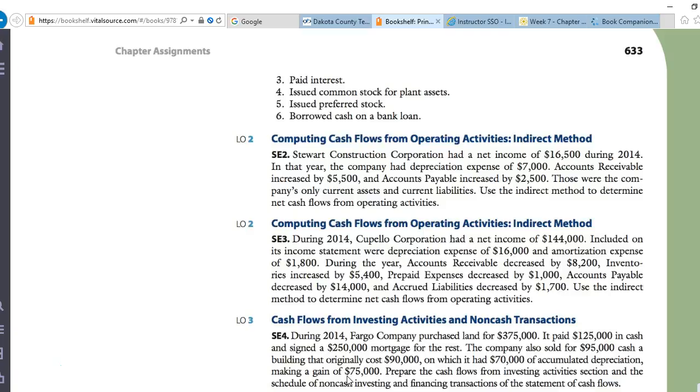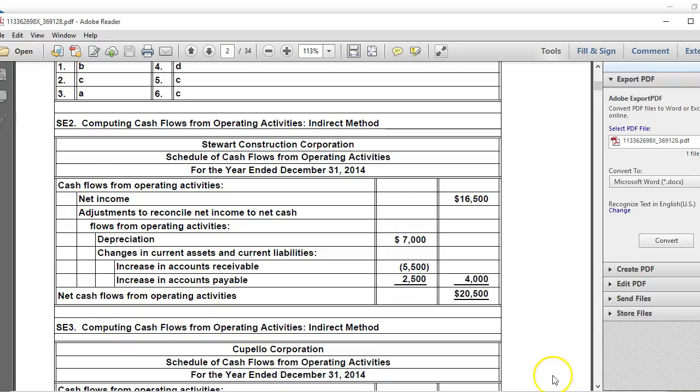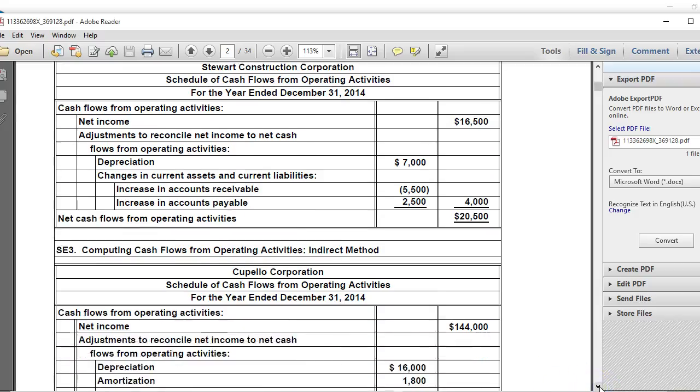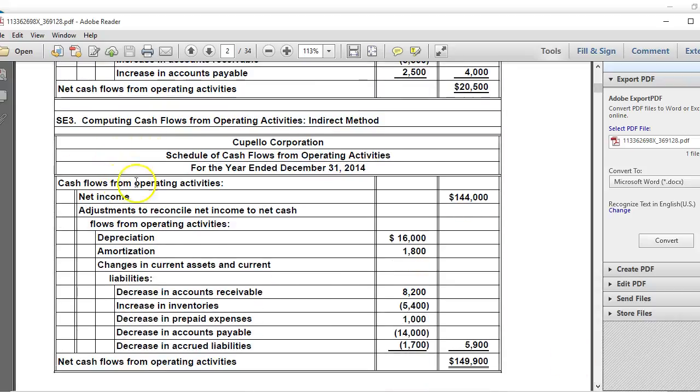The best way to learn this is to make yourself a cheat sheet. And make a cheat sheet to show what you add or what you subtract based on what happens to those assets. Does that make sense? Let's go back and look at SE3. The net income was $144,000. So the first thing we're going to do is start cash flows from operating. We're going to start with net income of $144,000.